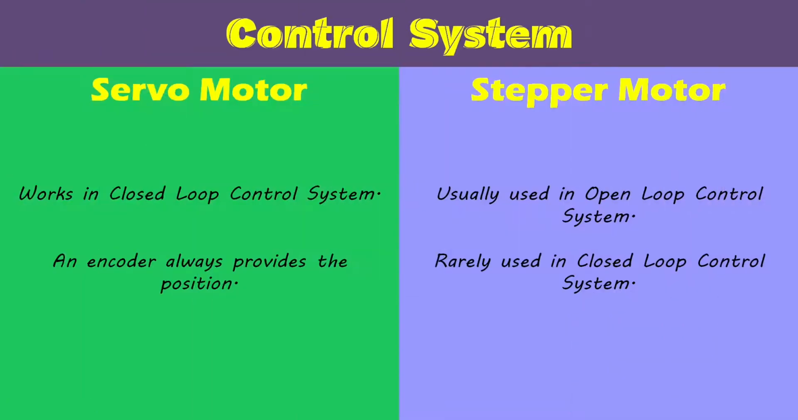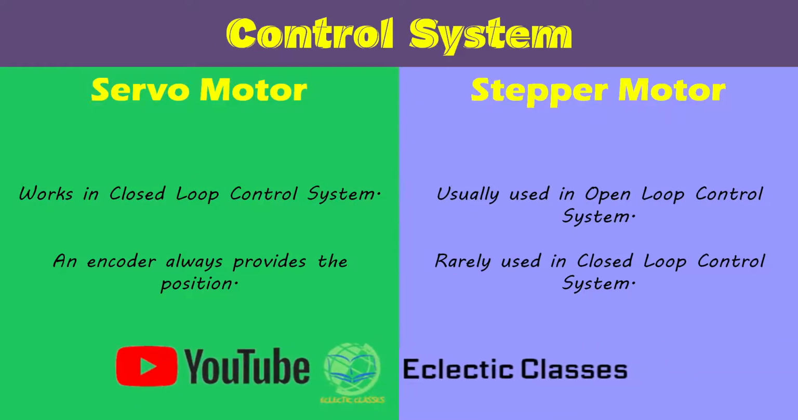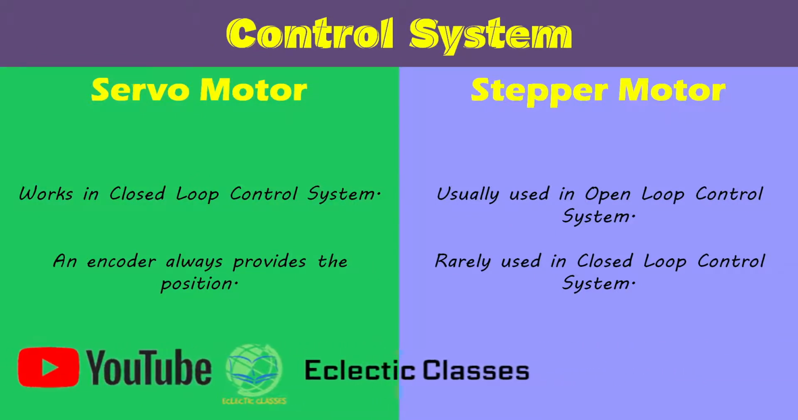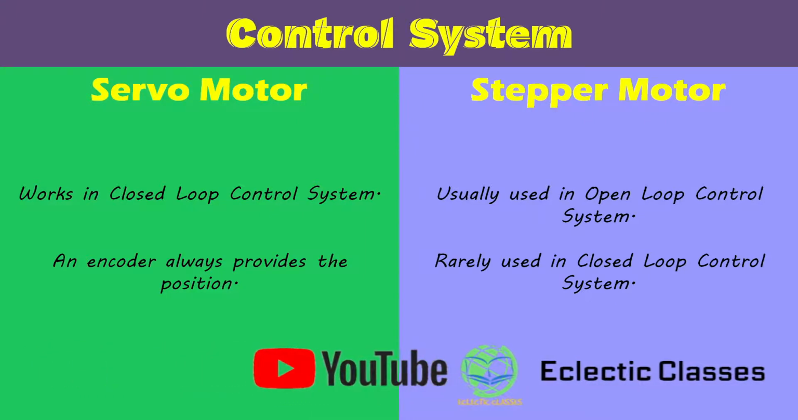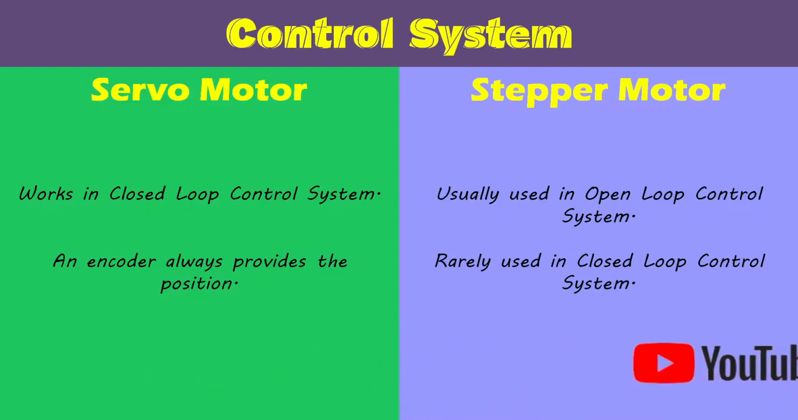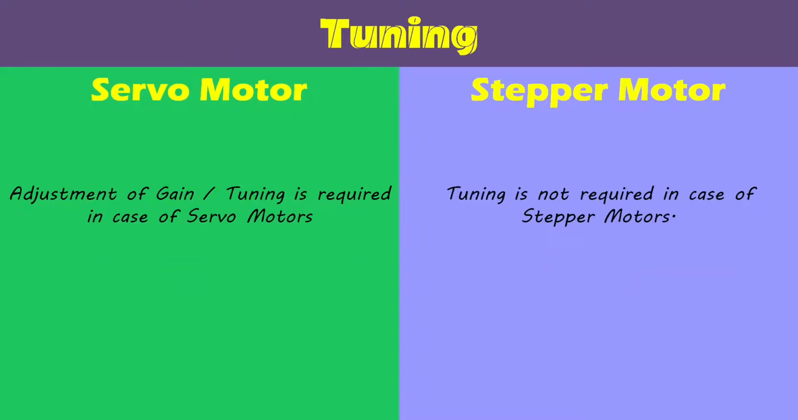Servo motors work in a closed loop control system only, where we get position feedback from a position sensing device, while stepper motors are usually used in open loop control system, but there are some rare requirements where we do use stepper motors in closed loop control systems also. Being employed in a closed loop system, adjustment of gain or tuning is required in case of servo motors, while tuning is not required in case of stepper motors.